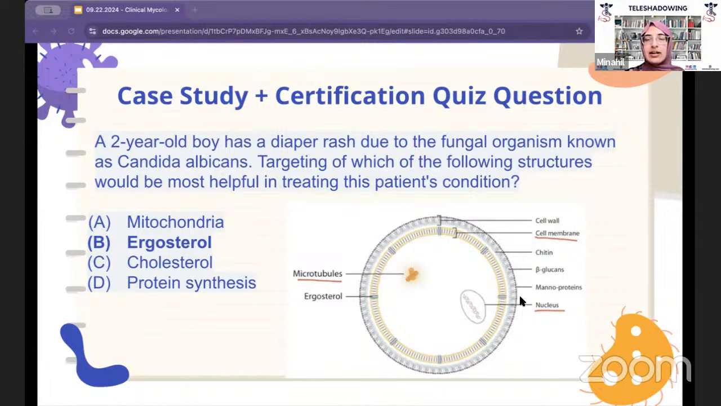For example, nystatin and also amphotericin B would bind to ergosterol, which then creates pores in the fungal cell membrane, and that leads to cell death. The other options like mitochondria, cholesterol, and protein synthesis are common to both the fungal and human cells, so targeting them would likely harm the human cells as well. Therefore, targeting ergosterol is the most effective treatment here. And again, I put the picture of the fungi here so you can remember ergosterol is unique to the fungal cells.